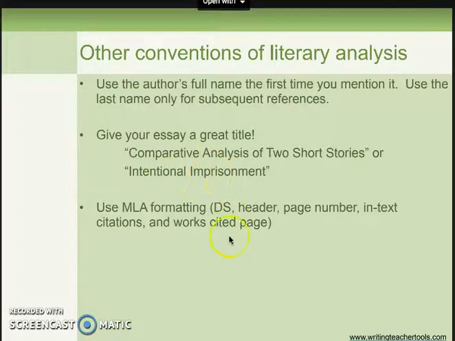So, play with that, and then make sure you're using MLA formatting. Double space. Make sure you have your proper MLA header, your page numbers, your in-text citations, and your works cited page. The works cited page for this essay will just contain your two primary sources, so your two stories or your two poems or whichever works of fiction you're using. If you need a refresher on MLA, make sure you grab that link in the additional resources so you can review MLA formatting.